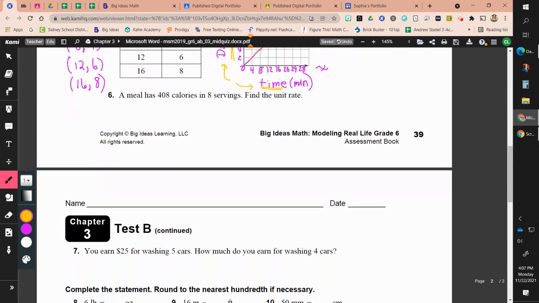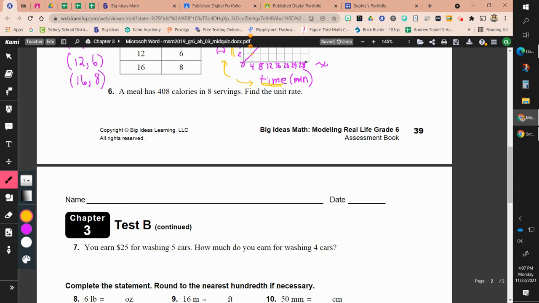Now, next question. A meal has 408 calories and 8 servings. Find the per one, remember, unit rate, per one. Anytime you're looking for unit rate, you divide. They've given you the total number and the information about 8 servings. Okay, so we're going to go ahead and just divide to find our answer. And it looks to me like there are 51 calories per serving on that meal. Oh, it's so hard to write nicely on this.